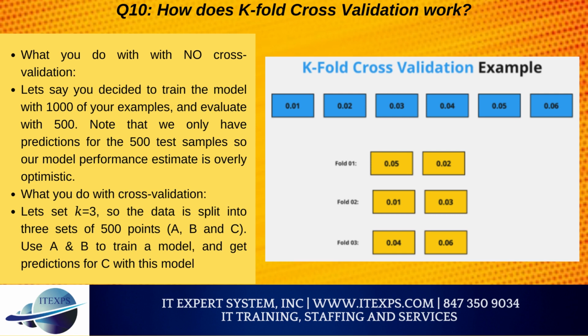What you do with cross-validation: let's set k equal to 3, so the data is split into 3 sets of 500 points A, B and C. Use A and B to train a model, and get predictions for C with this model. Use B and C to train a model, to get predictions for A. Finally, use A and C to train a model, and get predictions for B. Now we have a prediction for every point in our labeled data that came from a model trained on different data.